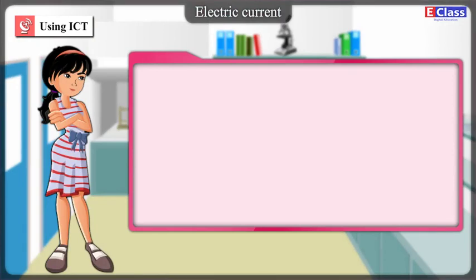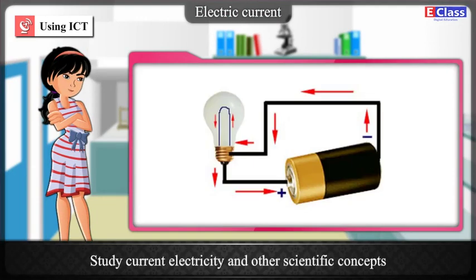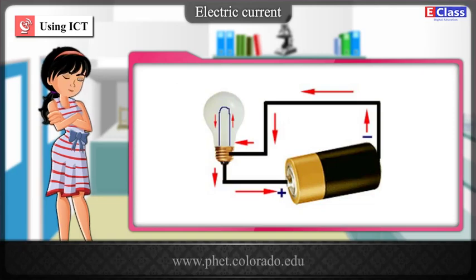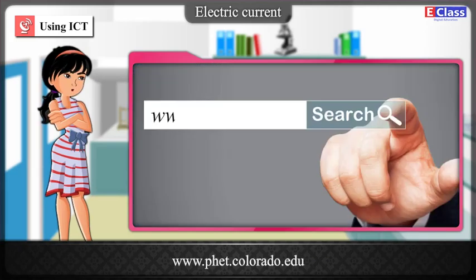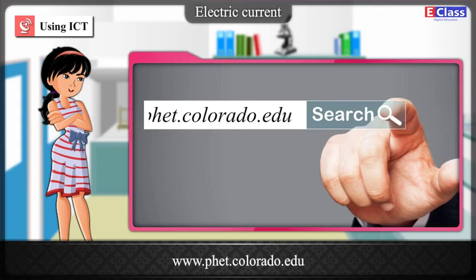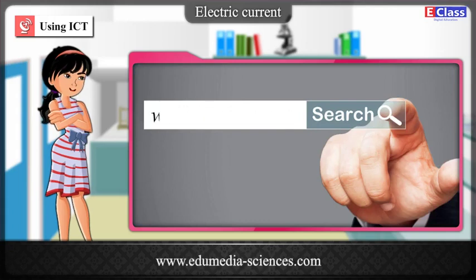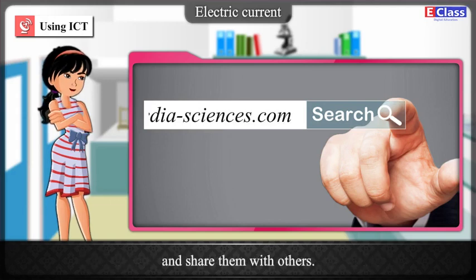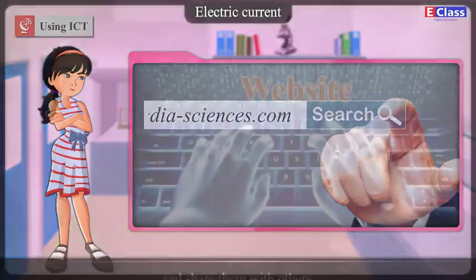Using ICT. Study current electricity and other scientific concepts with the help of simulation technology. Website: www.phet.colorado.edu, www.edumedia-sciences.com. Find some more websites like the ones mentioned above and share them with others.